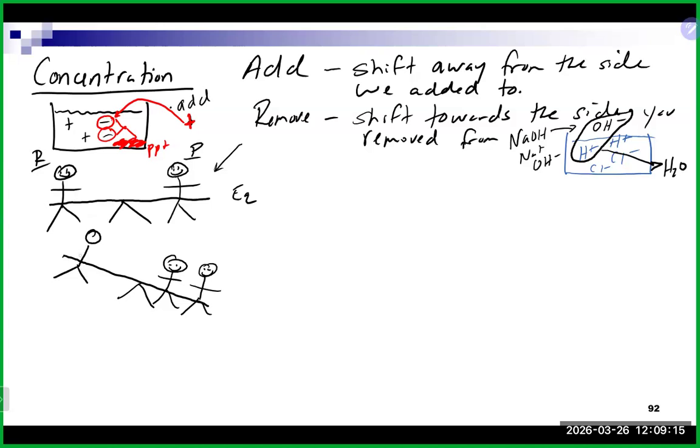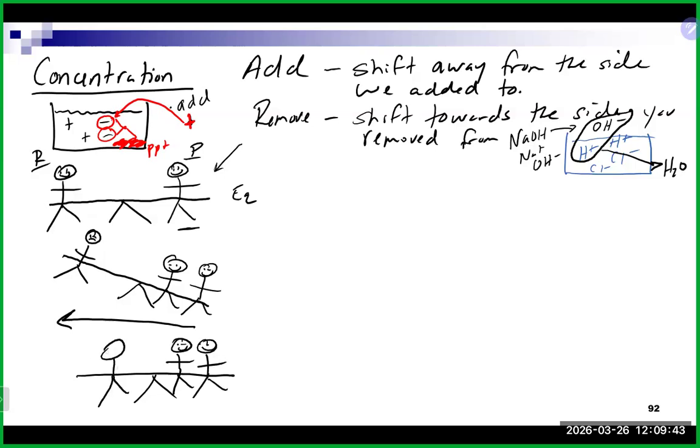We obviously just kind of messed up our equilibrium for sure. Do we need more people on the left-hand side or the right-hand side to balance this back out? Yeah, we need them on the left-hand side. So we added on the right-hand side. It's going to shift away from the side we added it to, right? And now it's going to come back to equilibrium in this situation here. And we're back to, again, an equilibrium position here.